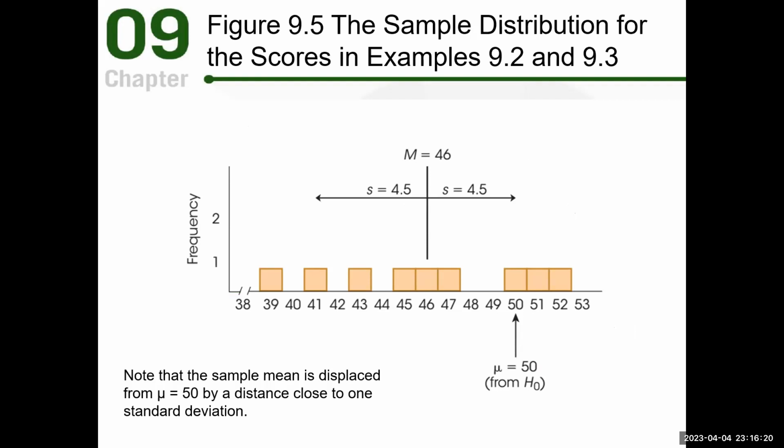Okay, so that is one standard deviation from the mean. If we look at our mean from the population, if the null hypothesis is true, that's a mean of 50. And we see the sample mean is 46. That difference shows a pretty large effect size, because it is almost one standard deviation difference between the mean of the sample and the mean of the population.